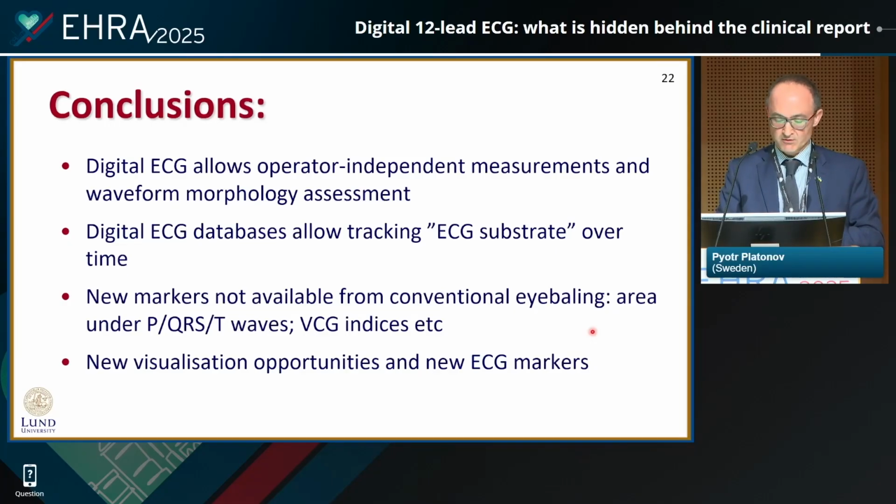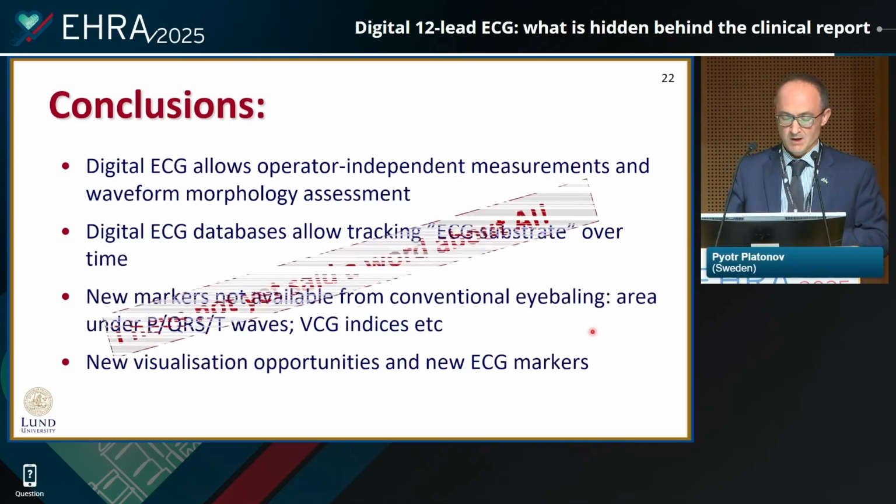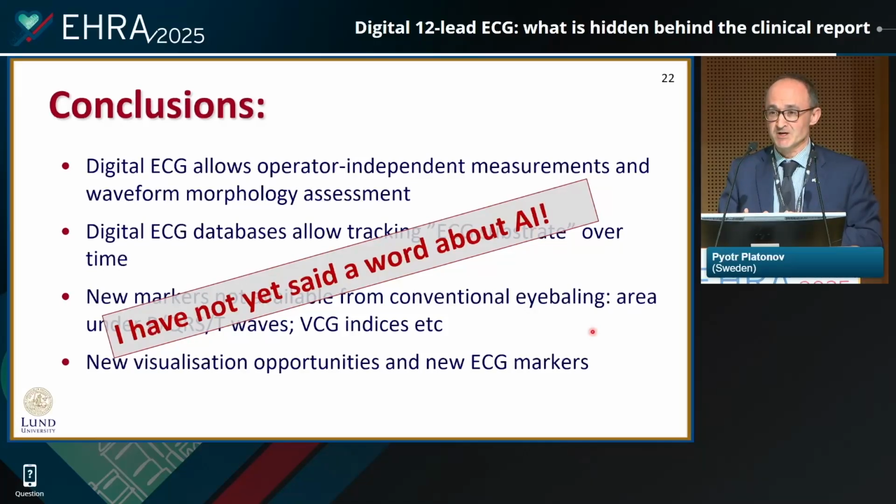And new markers are available beyond conventional eyeballing: area under the curves, VCG indexes, and so forth. Finally, new visualization opportunities are coming, and the digital raw ECG signal can be used for that. And I intentionally left AI outside of this because there are many more things that can be said. AI is a completely different chapter.